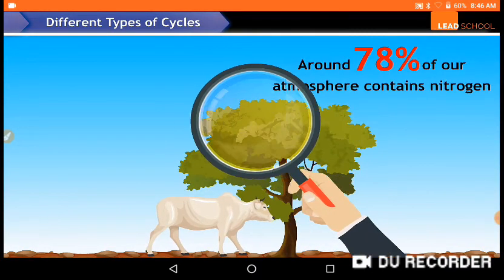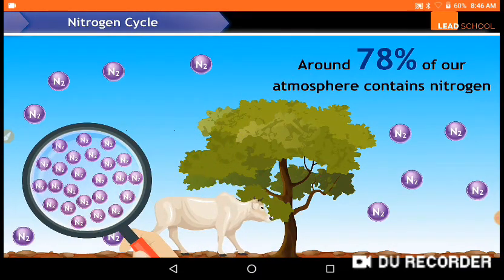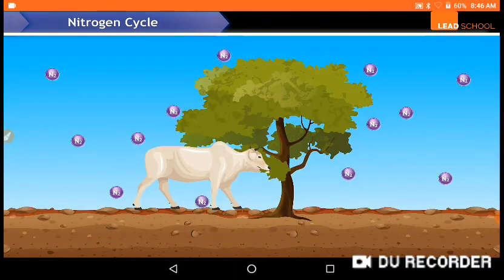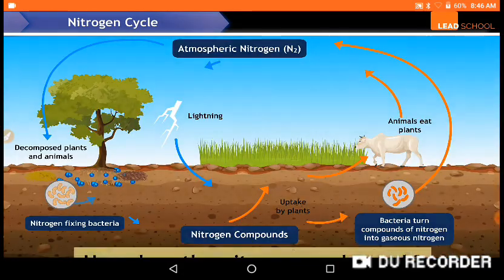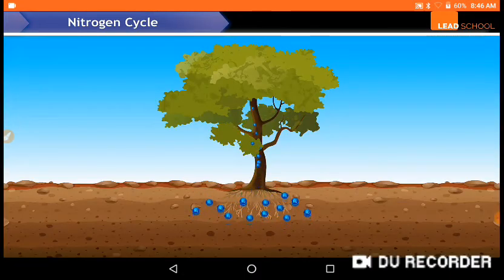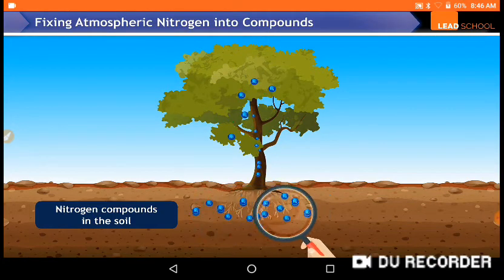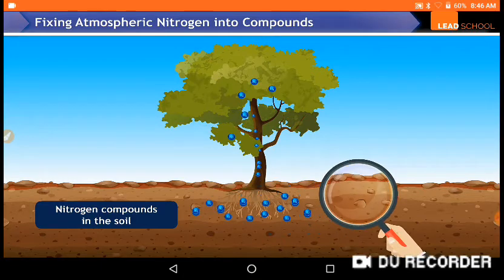Did you know around 78% of our atmosphere contains nitrogen? But plants and animals can't use atmospheric nitrogen directly. So how does the nitrogen cycle work? Let's find out. Plants can only take in nitrogen in the form of nitrogen compounds from the soil. But how does the soil get its nitrogen?